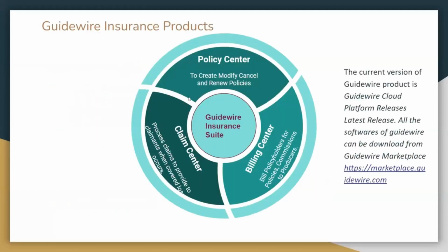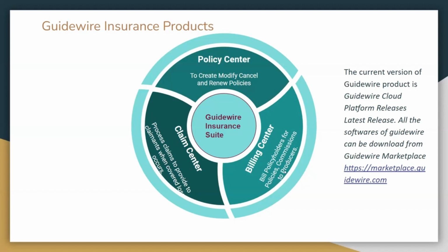Yeah. So I have already covered this at a high level. Guidewire Insurance has majorly three tools, three applications. The first one is Policy Center, where an agent can create, modify, cancel, or renew policies. If any loss happens, then the claims will be opened against the policy. That will be performed through the Claim Center application.